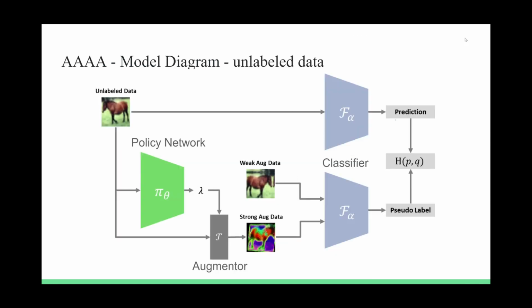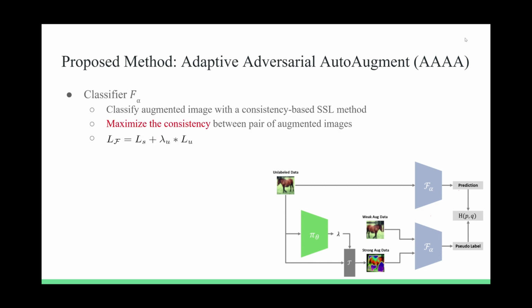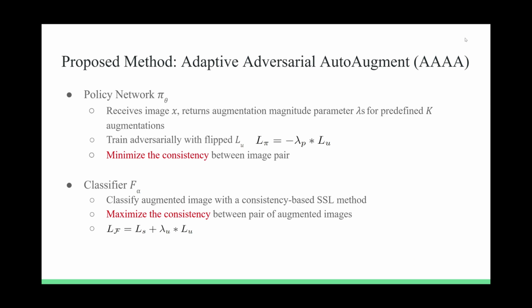Now this is the proposed framework. It consists of a policy network, classifier, and augmenter. The policy network takes an image as an input and outputs augmentation magnitude. It is trained with a flipped unsupervised loss to minimize the consistency between augmented image pairs in an adversarial manner. Whereas the classifier is trained using the loss function of FixMatch to maximize the consistency between the augmented image pairs. So you can see that the policy network and the classifier are trained adversarially.